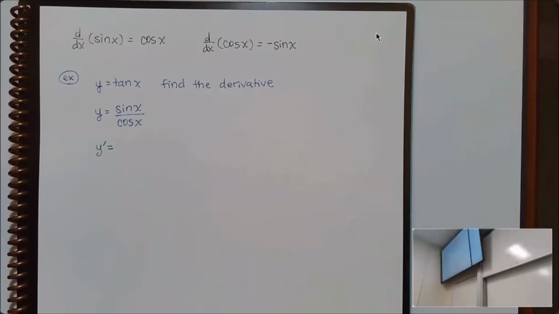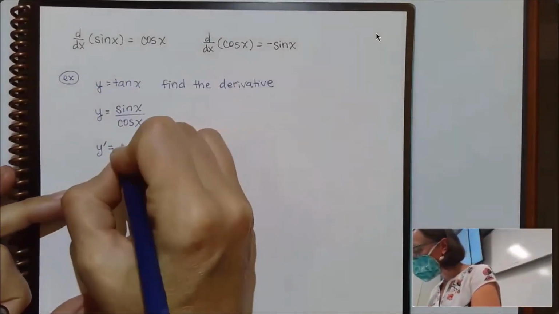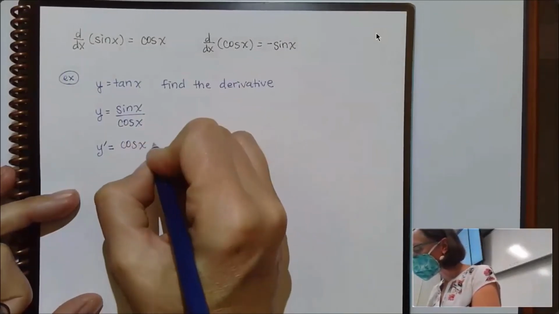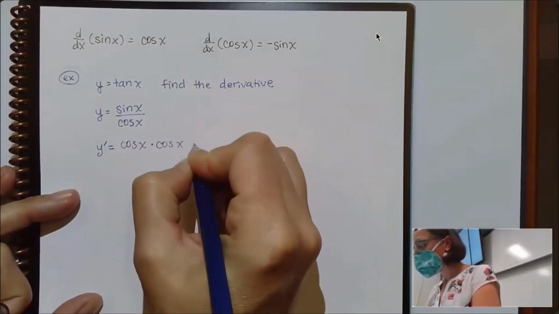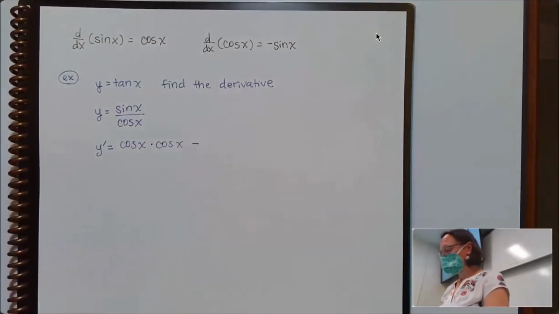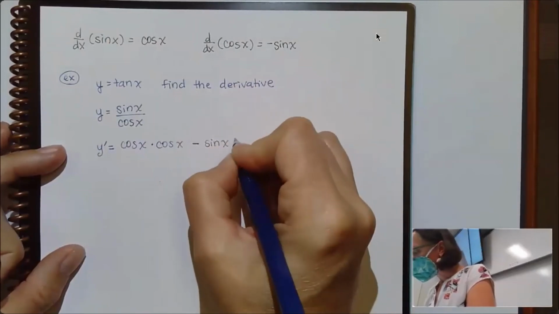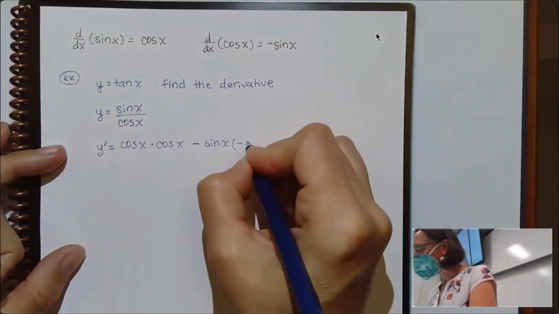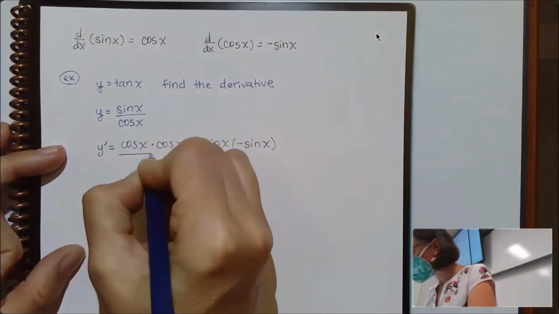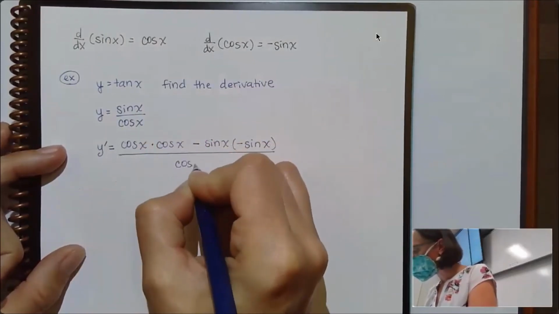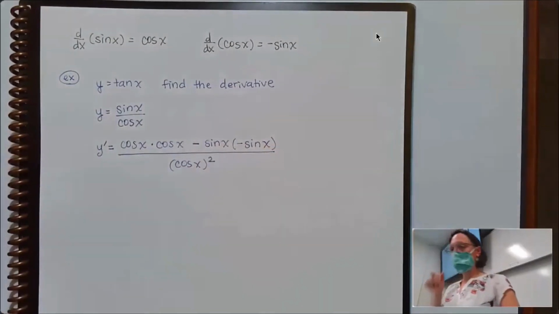I'm guessing we've got stuff that looks like garbage over garbage. And maybe we can play with the garbage together. So the derivative of sine of X would be cosine of X. So on top, I'm going to have cosine of X times another cosine of X minus, because we're doing quotient rule, we'll leave the sine of X alone and then times the derivative at the bottom, but that's going to be a negative sine of X. And that whole thing will be over cosine of X squared.